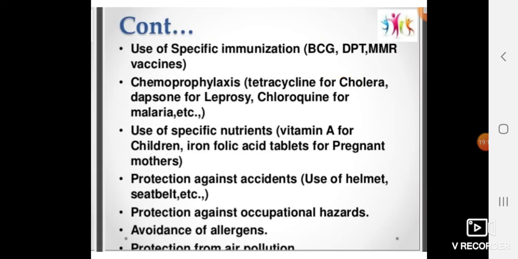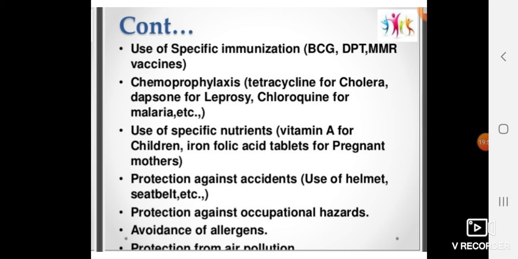Here we can see some examples of specific protection: BCG, DPT, etc.; chemoprophylaxis, tetracycline, chloroquine, etc.; use of specific nutrients; protection against accidents, use of helmet, seat belt; protection against occupational hazards; avoidance of allergens and protection from air pollution. Please list these points on your paper, and write examples on another side, also in your points.